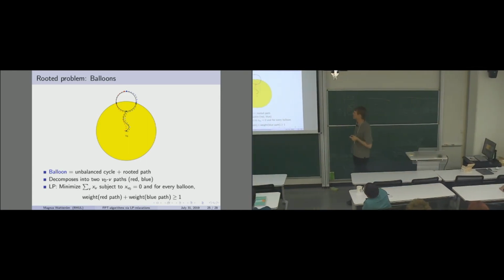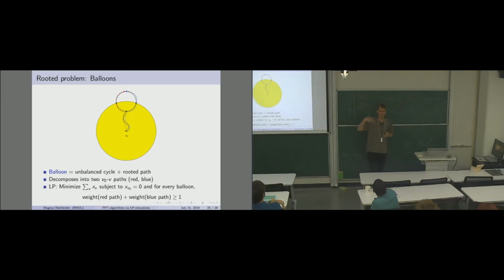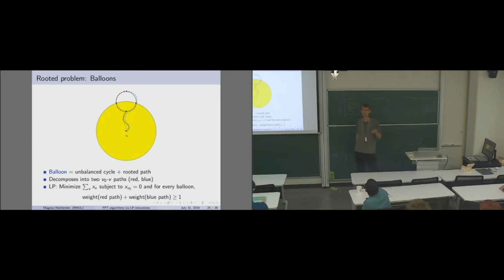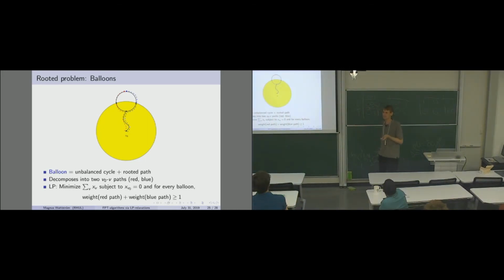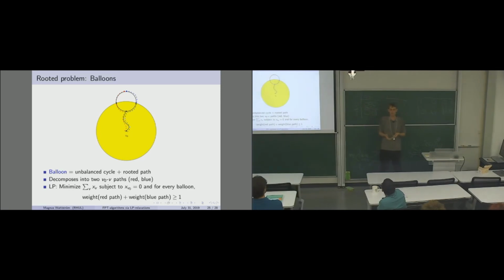So it turns out that if you think about the LP where you just enumerate all possible balloons as an exponentially long list of constraints, this LP is half integral and has the persistence property. We can optimize over it using what is called the separation oracle. If we have the ability in polynomial time to find one violated constraint, then we can solve the LP in polynomial time.